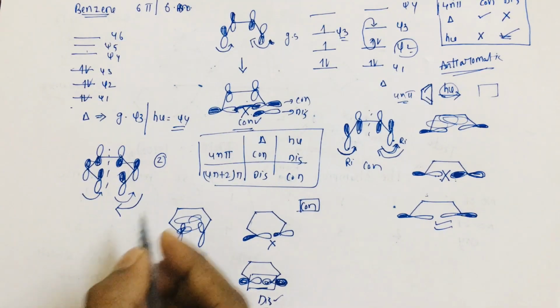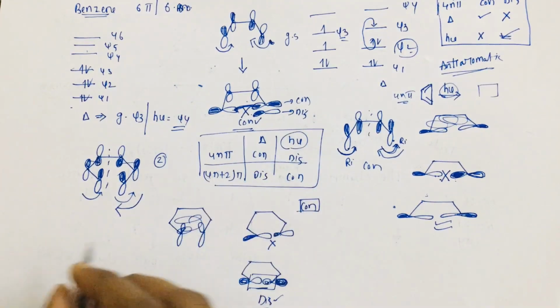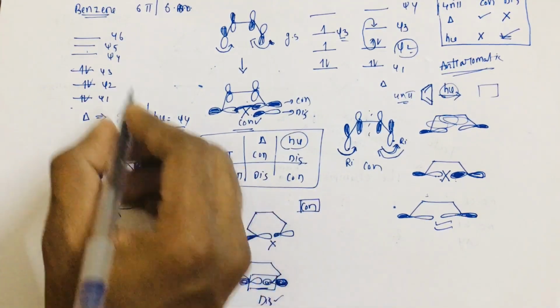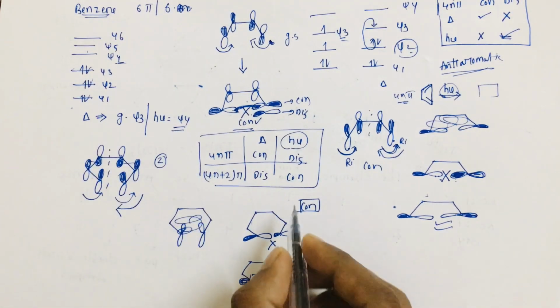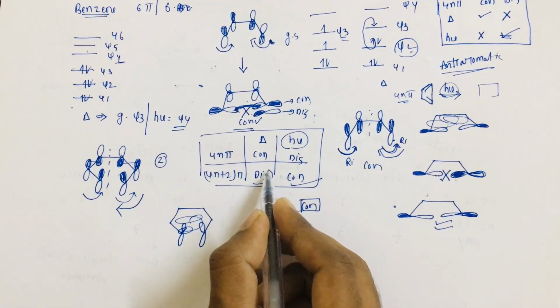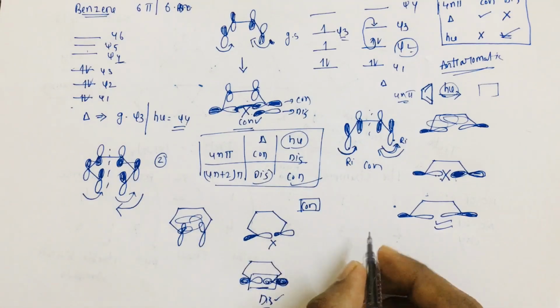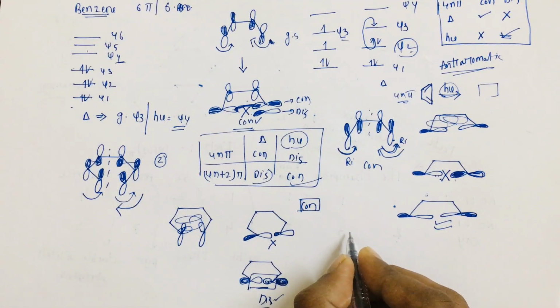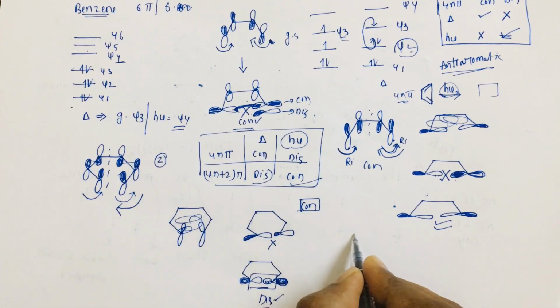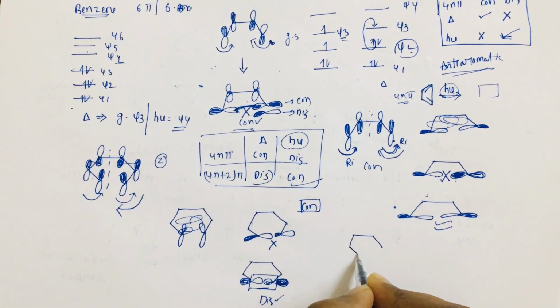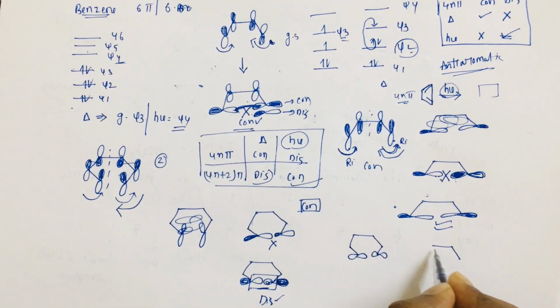And similarly when we take the h nu condition, for h nu condition we have to go for the psi 4 system. So when you go for the psi 4 system, in that case con is allowed and dis is forbidden. Okay, I am not going to explain this in detail. This is for psi 4.